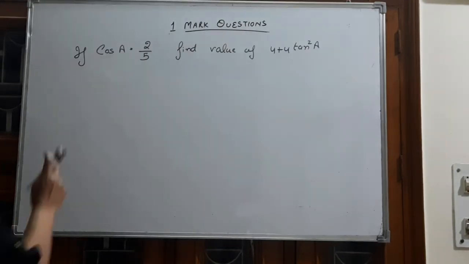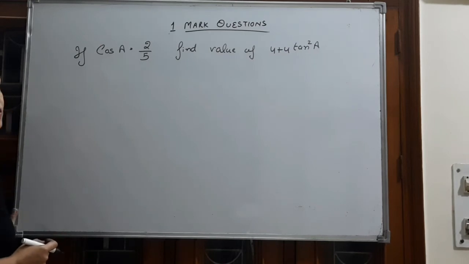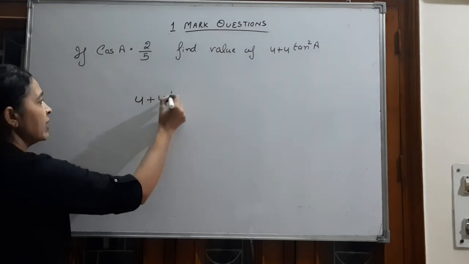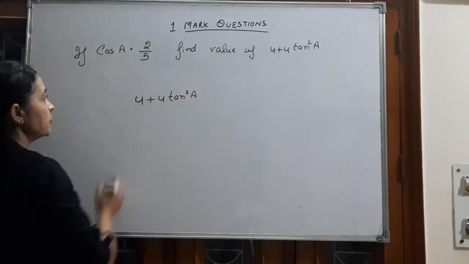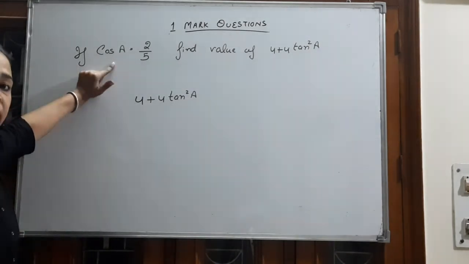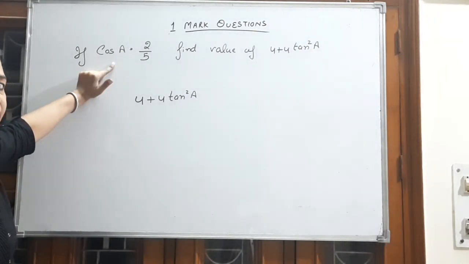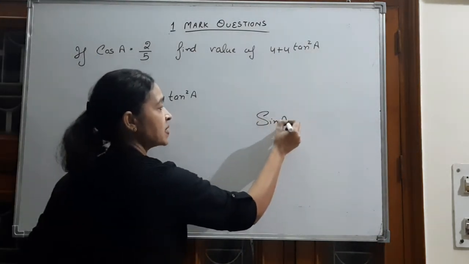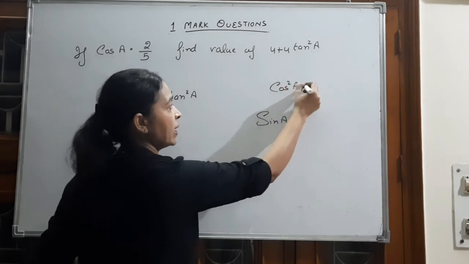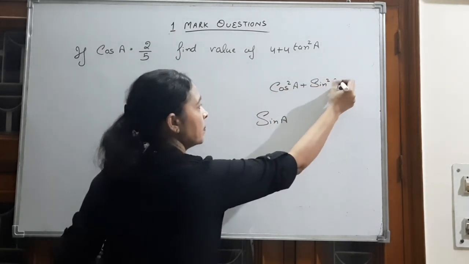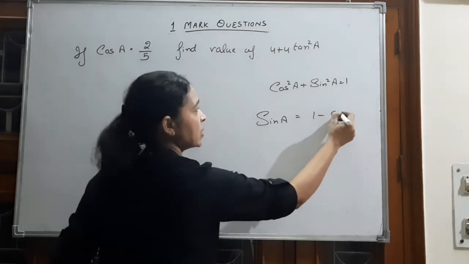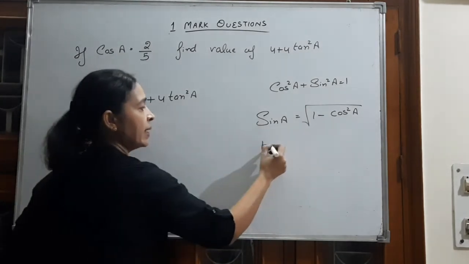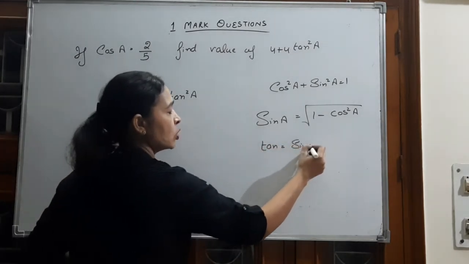If cos A equals 2 by 5, find the value of 4 plus 4 tan square A. Now what do we have to find? We have to find the value of 4 plus 4 tan square A. One method is to find the value of sin A, because tan A is sin A upon cos A. How will we find sin A? We have the identity cos square A plus sin square A equals 1, so sin A is the square root of 1 minus cos square A. And tan A is sin A upon cos A.